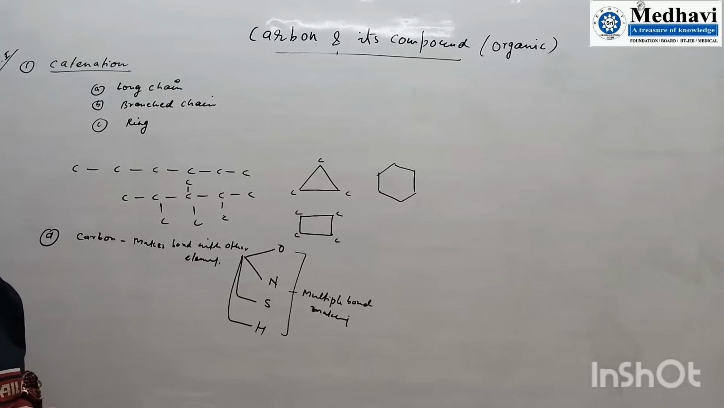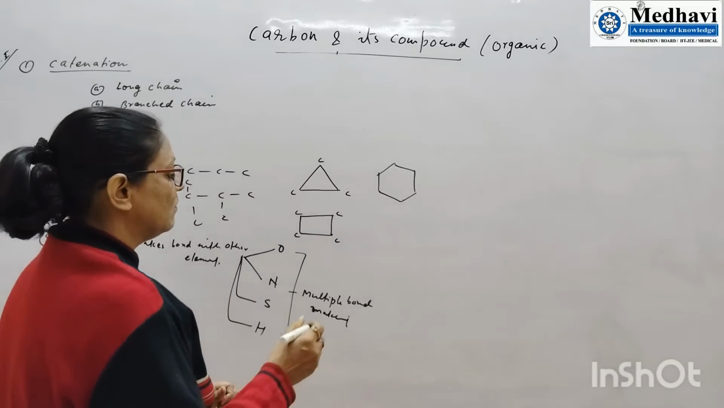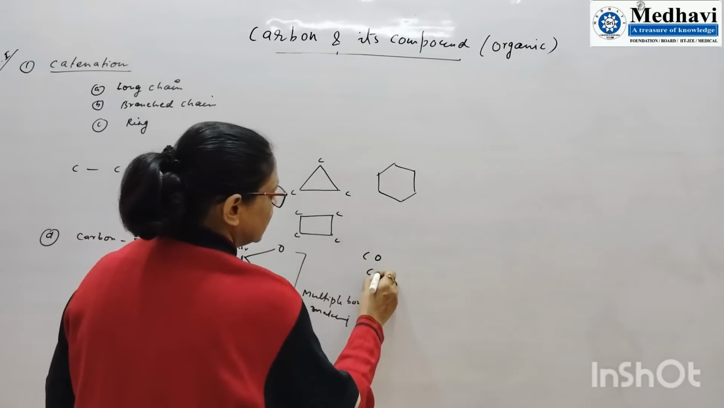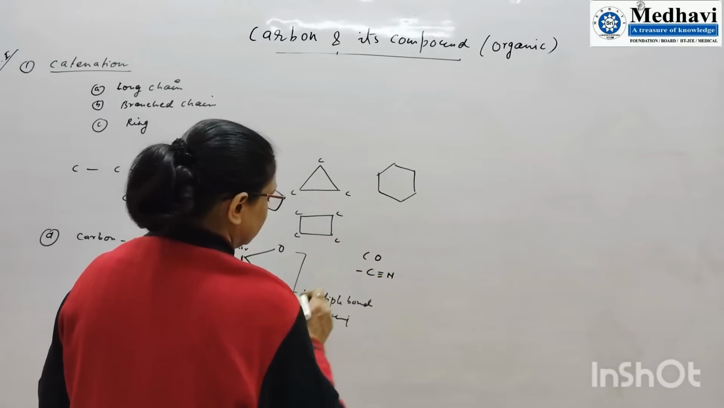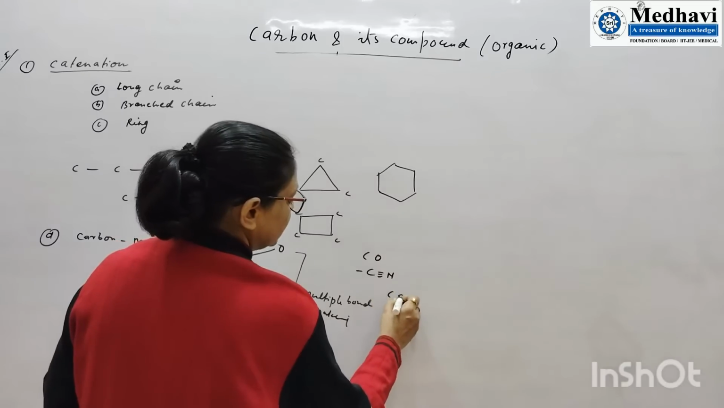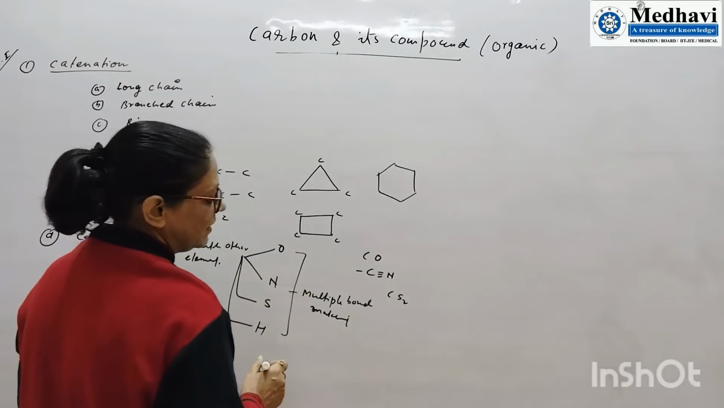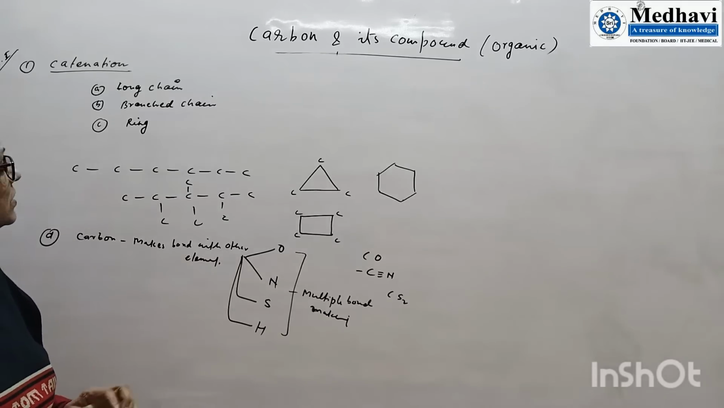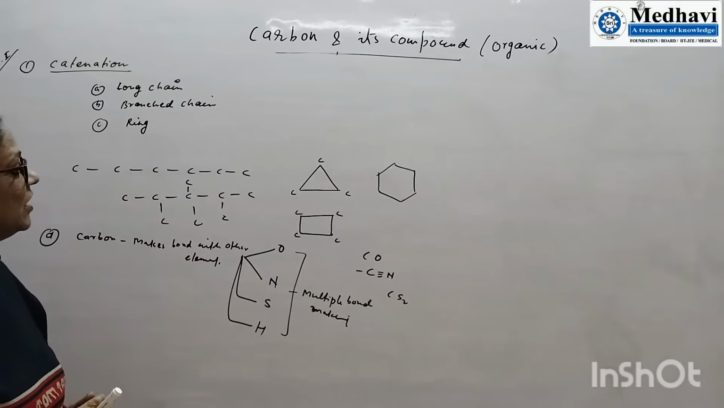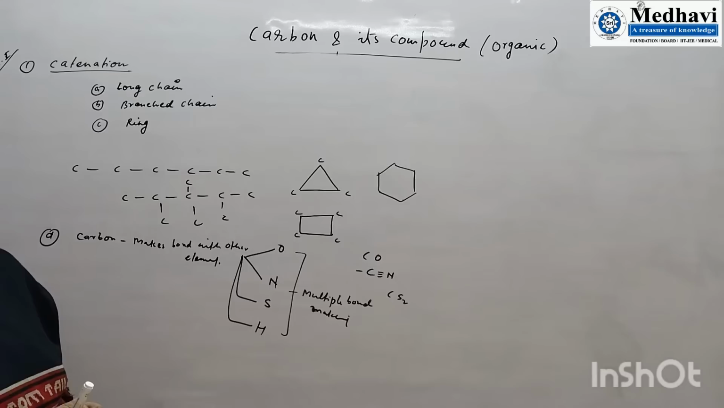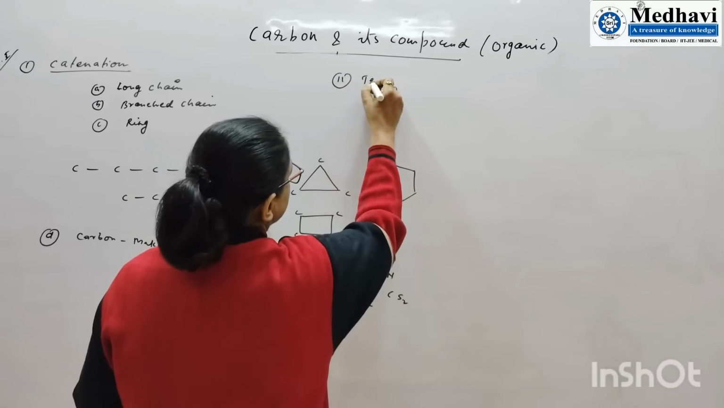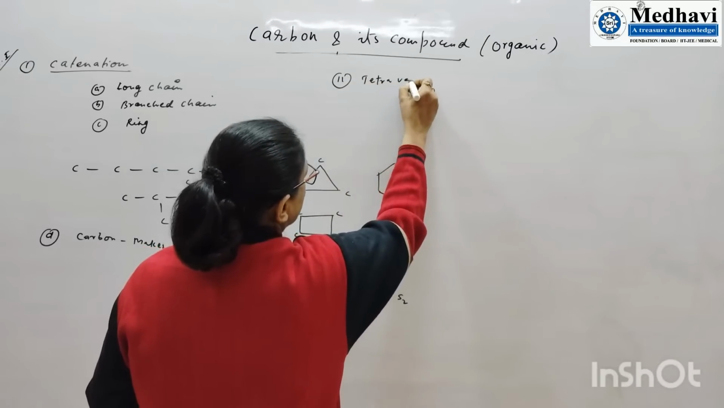Like carbon dioxide, carbon monoxide, CO. This is a nitrile bond, CS2, carbon hydride. So many compounds of carbon are produced, and that's why we give it importance in chemistry. Second thing is tetravalency.